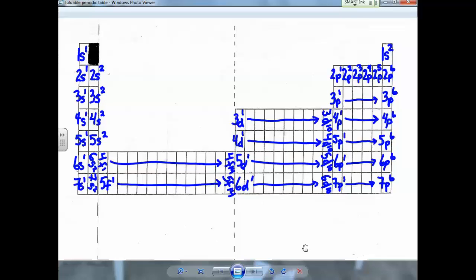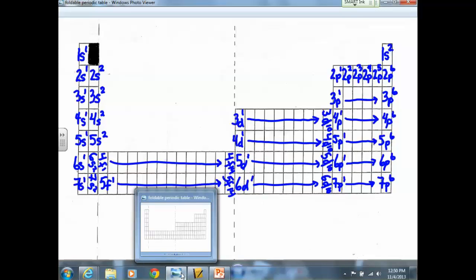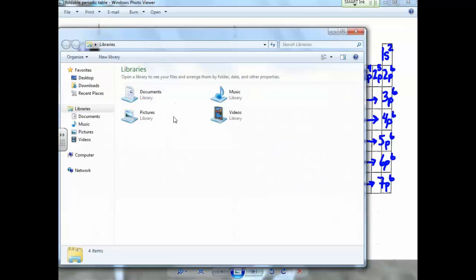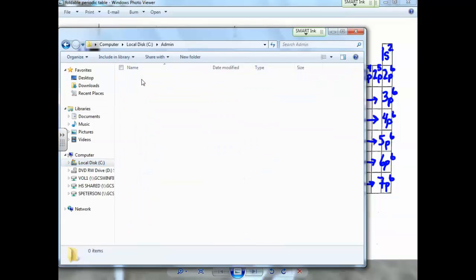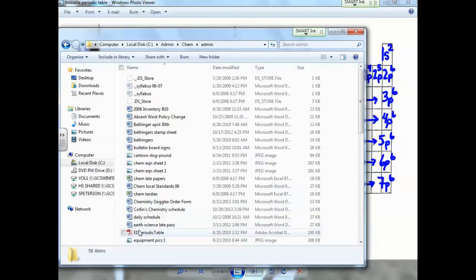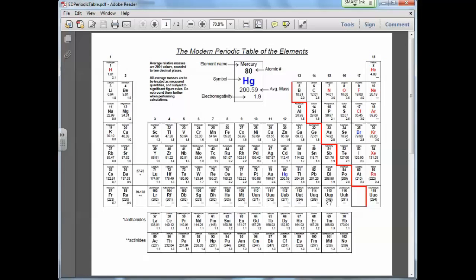Okay, so it looks like we are close to ready anyways. And gotta find the periodic table that we need. I'd never find anything otherwise.